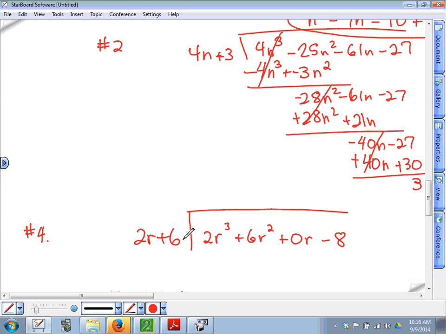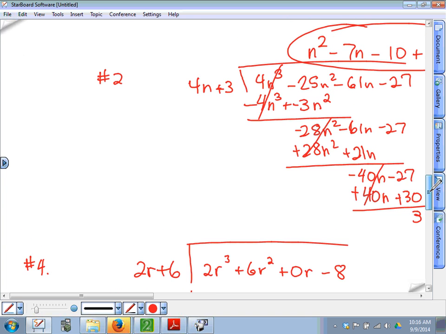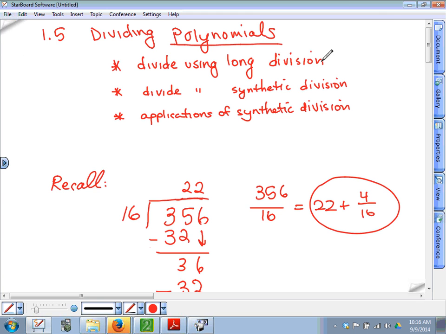Okay, so let's just review what we've done so far, you guys. Go back up to the top of your notes. The objectives were to divide using long division. We have done that, right? We need to move on to this second objective. You guys listen carefully. Synthetic division is way easier, it's way faster, and it gives you the exact same result as long division. It's called synthetic division. Okay?